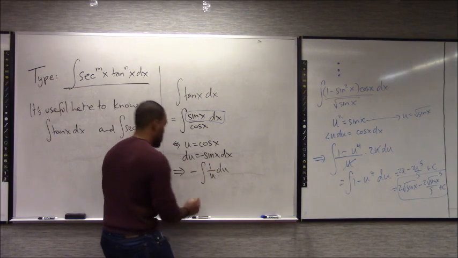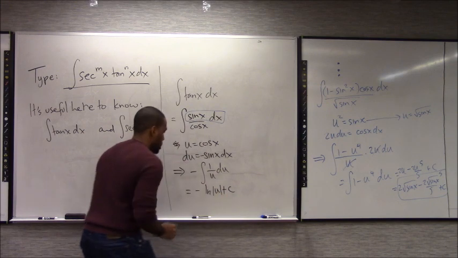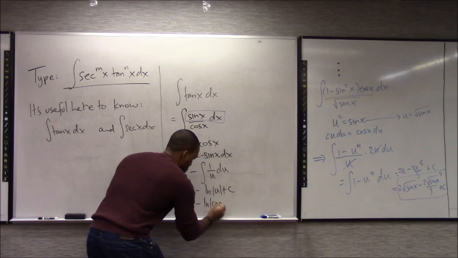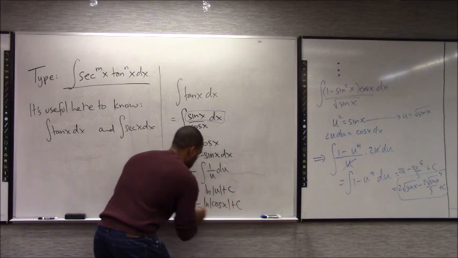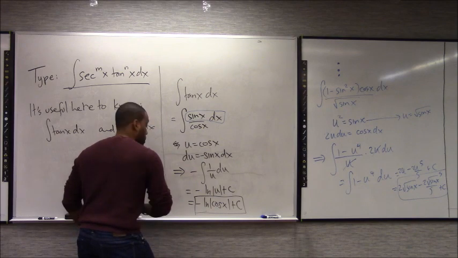Hey, that looks like a basic rule. That's ln of u plus c. So this is actually minus ln of cosine of x plus c. So that's a new formula that we know now. We know that by heart.